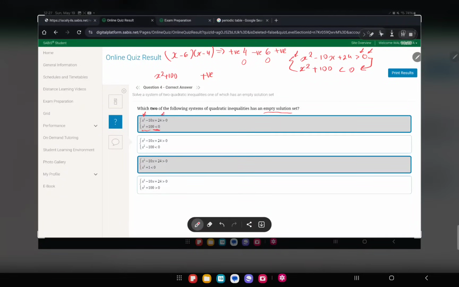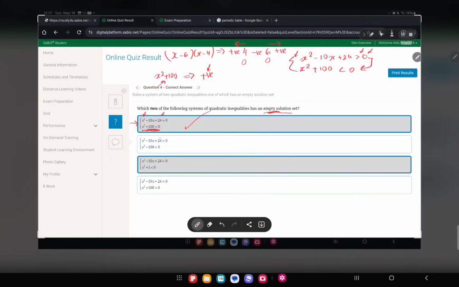In this first one, x squared minus 10x plus 24 is greater than 0. One is greater than 0, one is positive, right? So it could be greater than 0 after 6, it can be greater than 0 before 4. But it also has to fit x squared plus 100 less than 0. Let's take a look at x squared plus 100. Is it ever less than 0? No, it's always positive because it has no roots. So that's going to be wrong. But that's the one we want because they said empty solution. Which one doesn't have a solution?